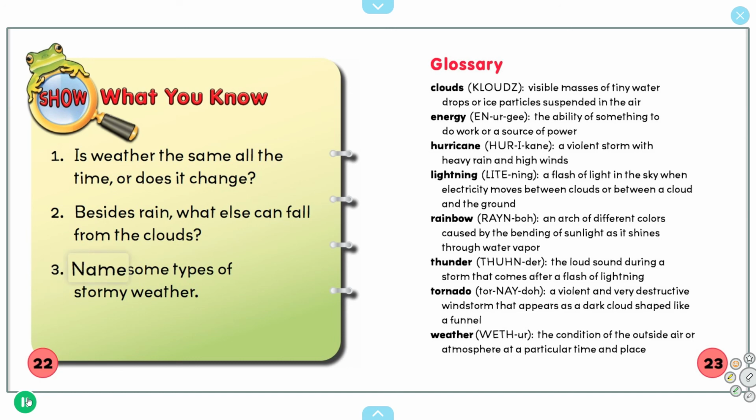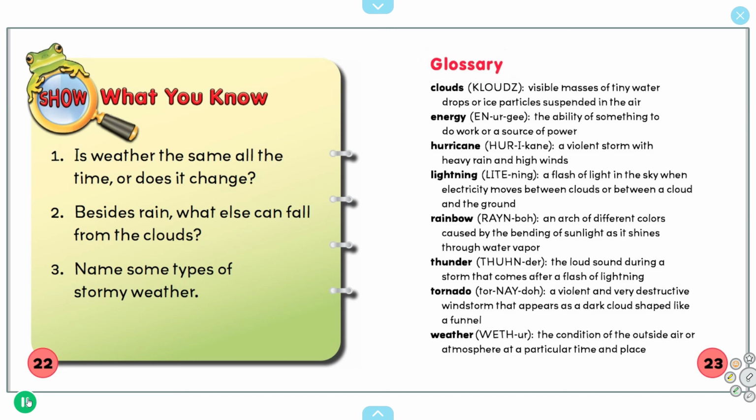3. Name some types of stormy weather. Okay, like a tornado is a storm, a hailstorm, and a tsunami. So, not in Canada, but in countries really close to the ocean or in islands, you can have storms with giant waves that come up and crush stuff. It happens in Japan and the Philippines. It's scary stuff.